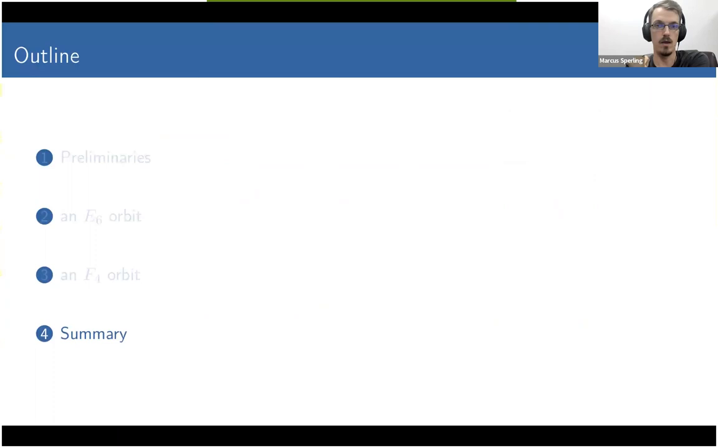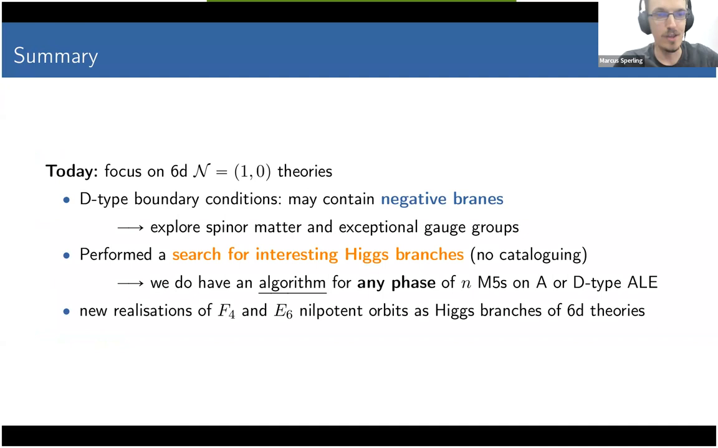Let me summarize. The focus today was 6D theories with 8 supercharges. In particular, I was looking at detailed boundary conditions. For them, it was known that they have the arrival of negative ranks, or what we call negatively charged branes. And they are actually very, very nice, as has been noted before.